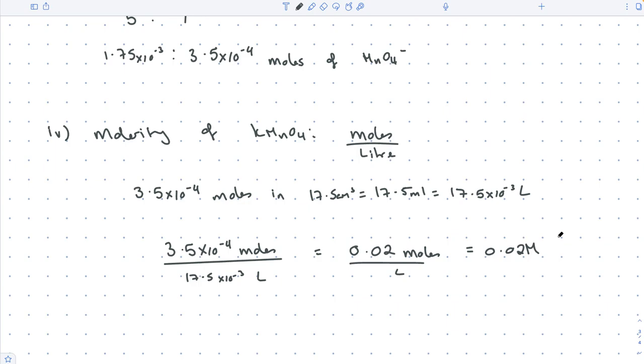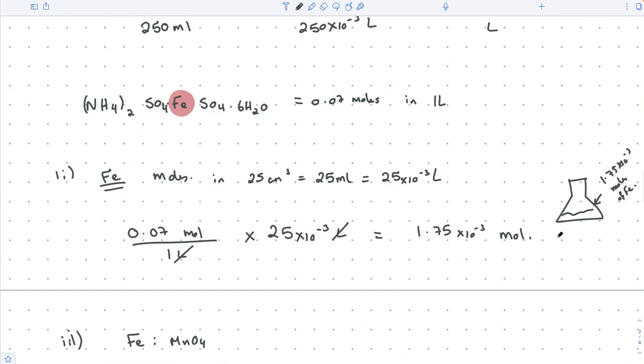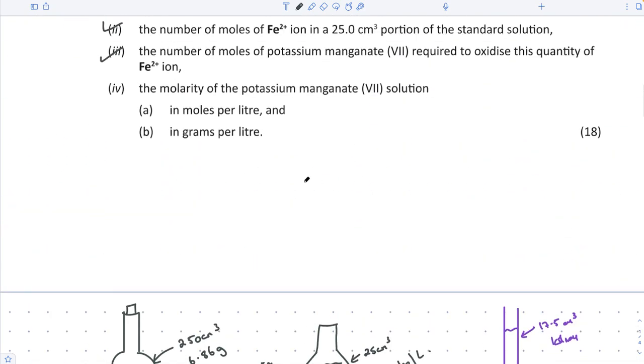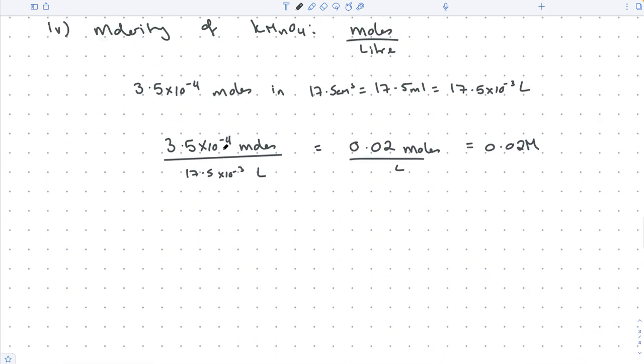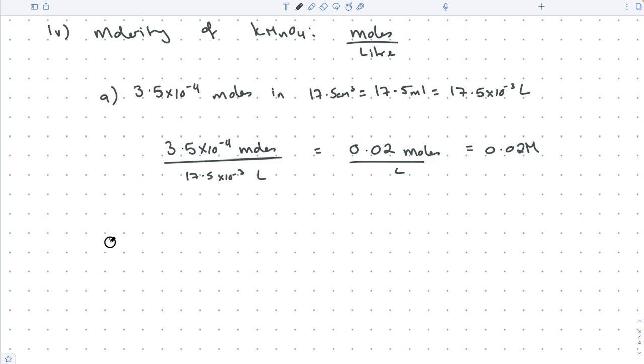What we can do with this then is we're asked to do a second part, part B. So we've done part A, the moles per litre. The next one is part B, the grams per litre. We've already done a little bit of work on this. We looked at how you connect grams and moles, and we said it was molar mass. So first we have to calculate the molar mass of our potassium permanganate, KMnO4.